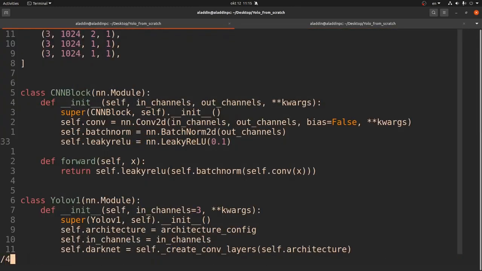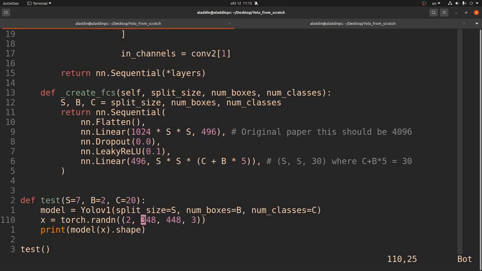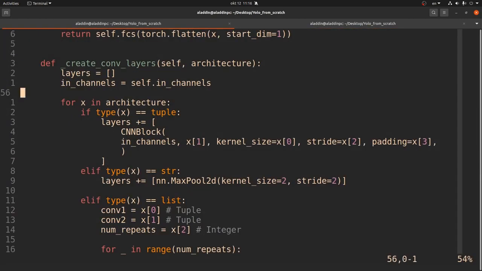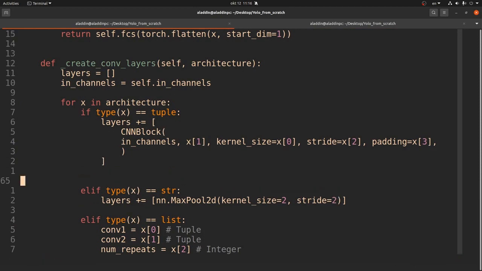Oh yeah, sorry. So this is 448. This should be 3. 448, 448. Yeah, like that. Yeah, so one thing here, it's also incorrect right there.